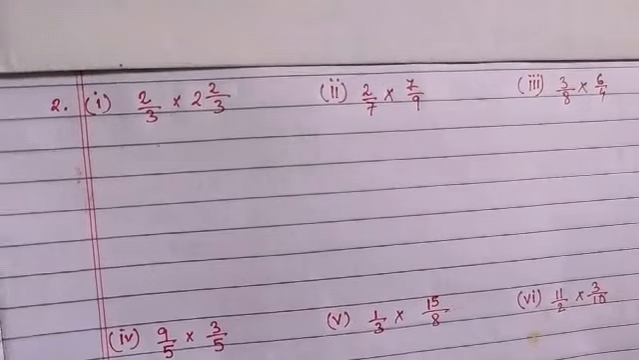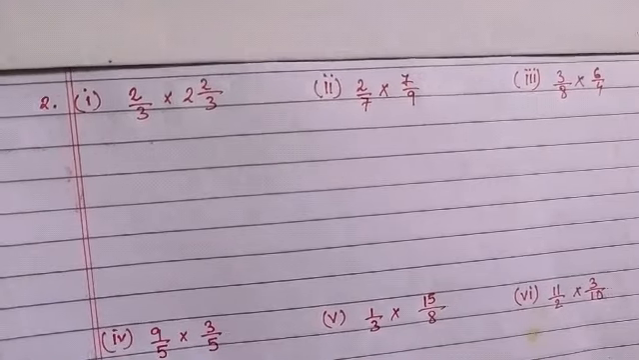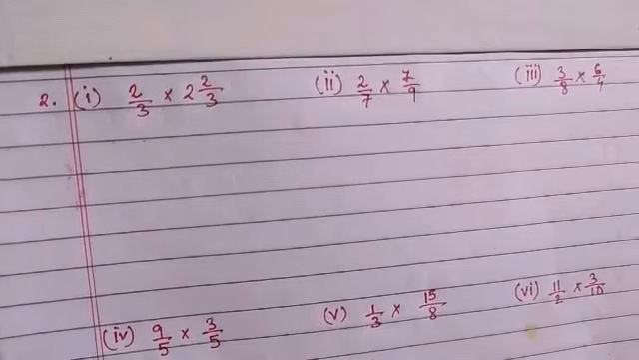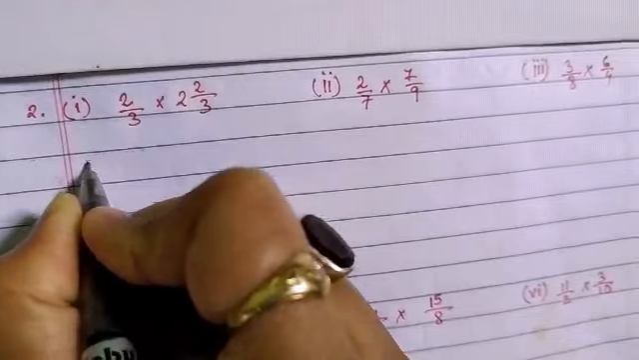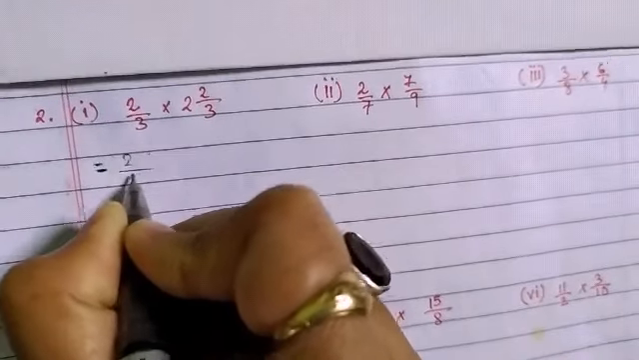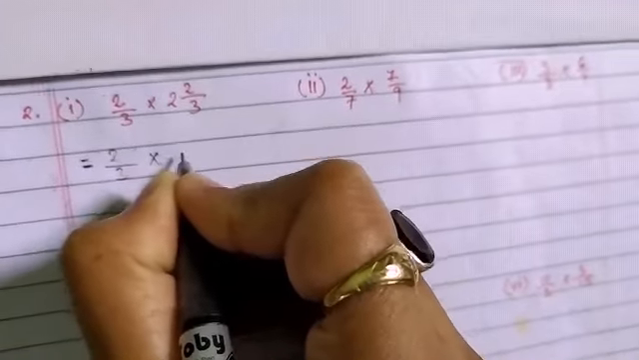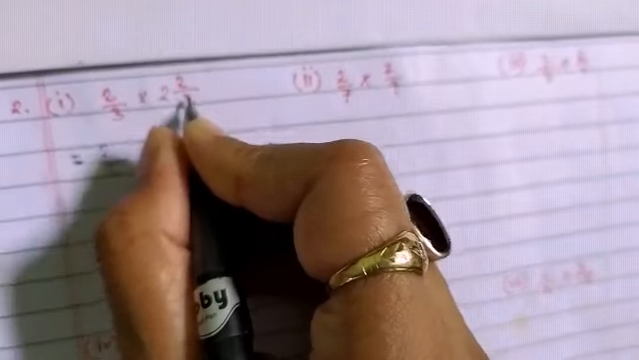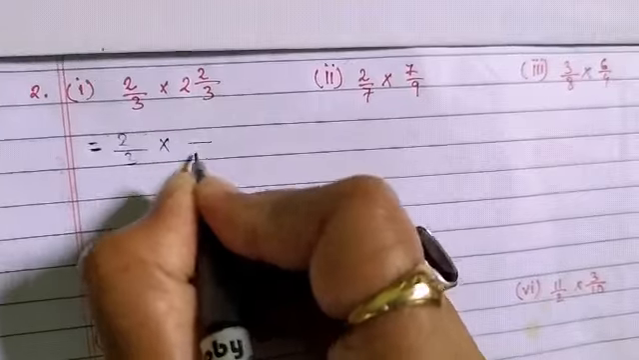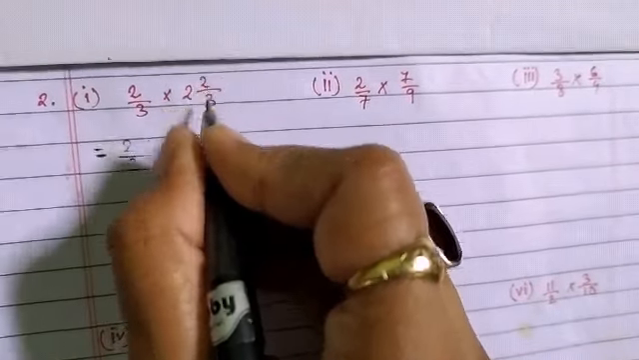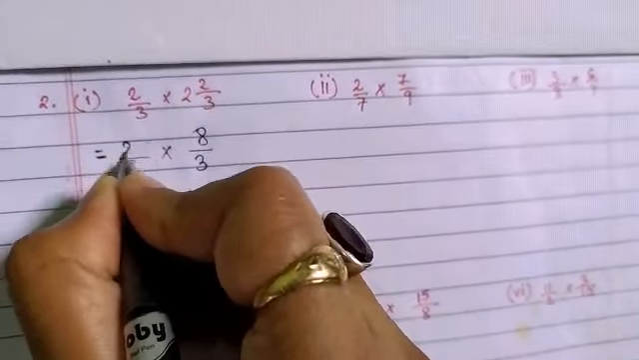Now question number 2, number 1. 2 by 3 into 2 whole 2 by 3. That means 2 by 3 into 2 whole 2 by 3, which is converted into an improper fraction. That means 3 2s are 6 plus 2, that means 8.